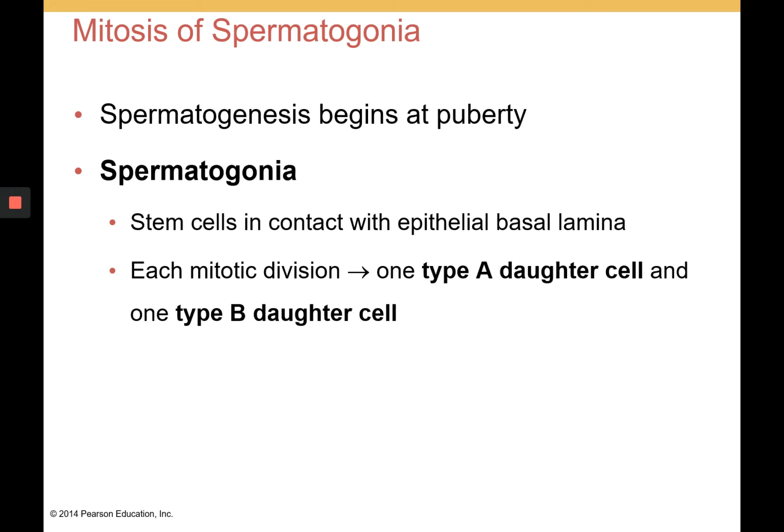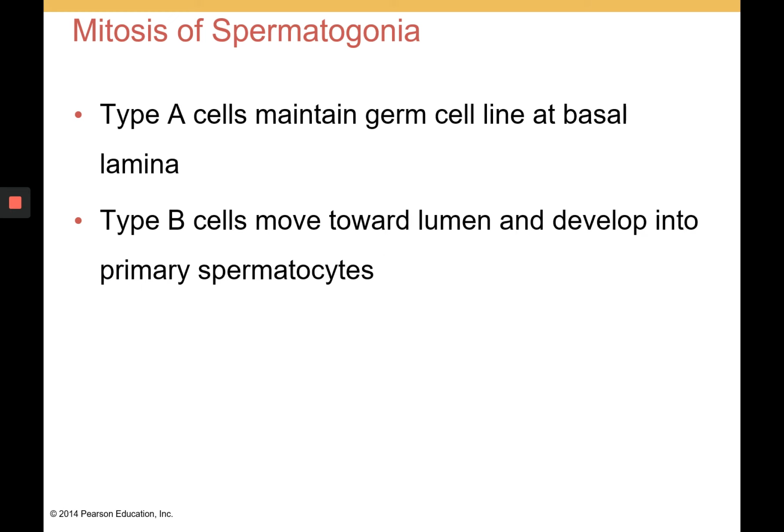So the mitosis of spermatogonia, what we're looking at here is the process of spermatogenesis, which begins at puberty. Spermatogonia are stem cells. They're going to be in contact or close to the epithelial basal lamina. Before puberty, we're just going to have mitotic division. So we'll get type A daughter cells and type B daughter cells performing mitosis, getting basically replicates of themselves. The type A cells maintain germ cell lines at the basal lamina, but at puberty, the type B cells begin to move toward the lumen and develop into primary spermatocytes.